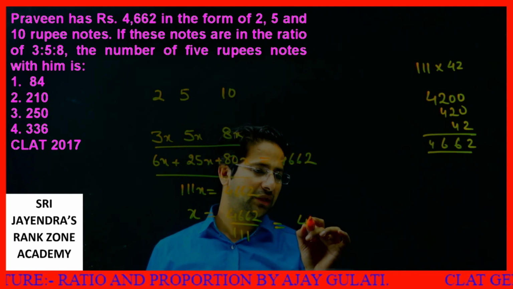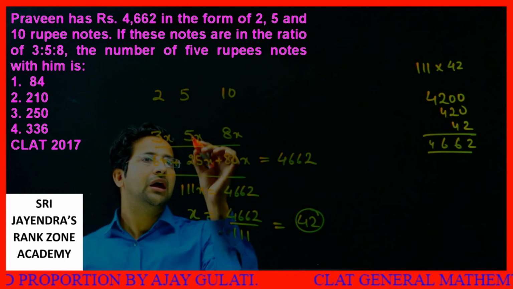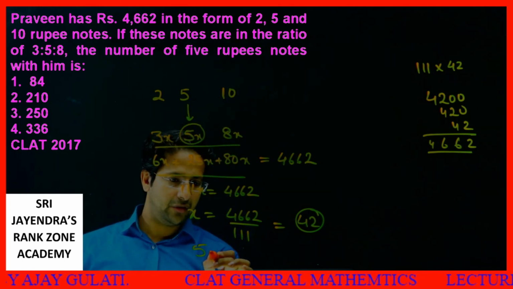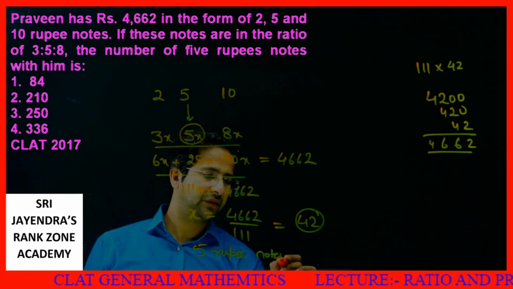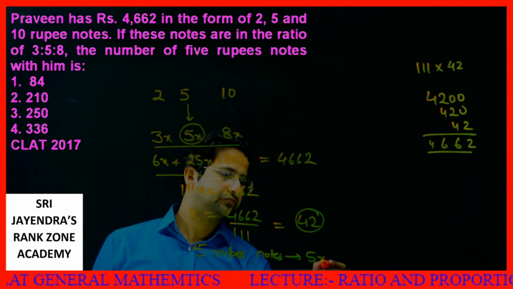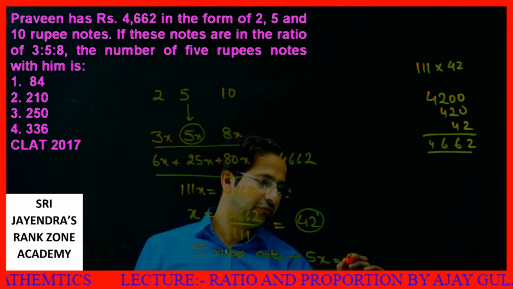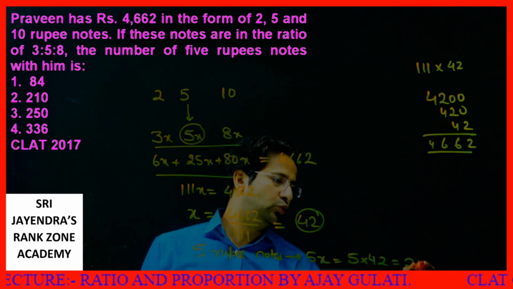This is 42. Now what were we asked? The number of 5 rupee notes. How many 5 rupee notes are there? 5x. So 5 rupee notes are how much? These are 5x. 5x means 5 into 42, or I can say 210.